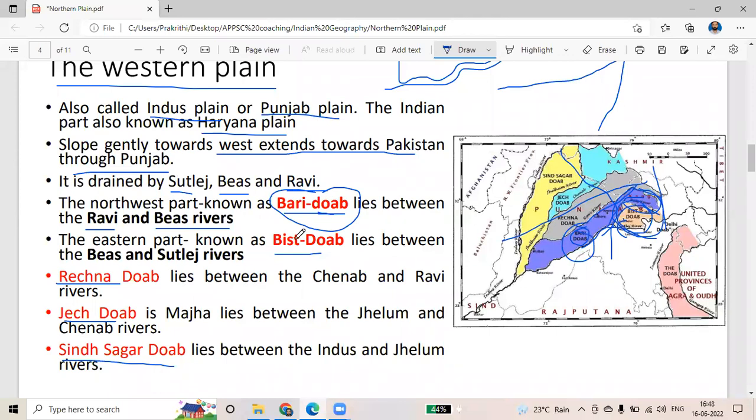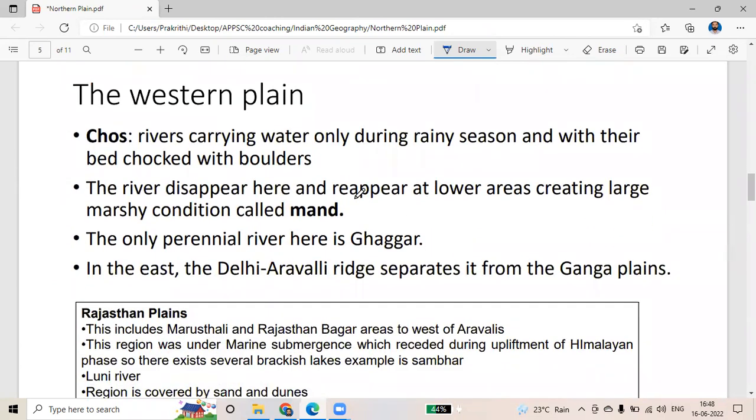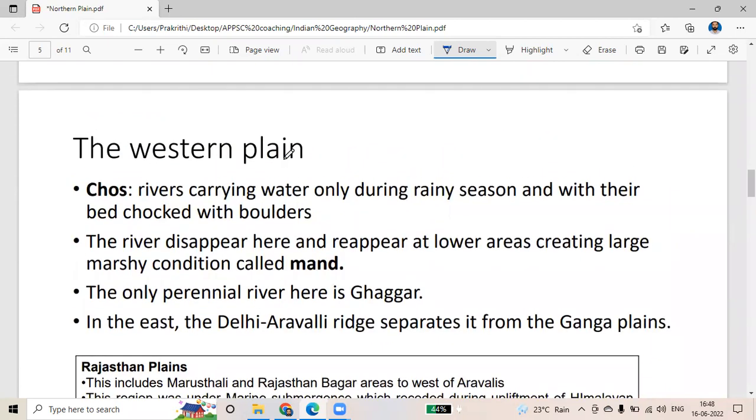So these are the major doabs in the western plains. Then there is another landform associated with this. Most of the rivers here have most of their running in the rainy season, when they carry too much water. During that time, they carry pebbles and cobbles. So this is the slope here.